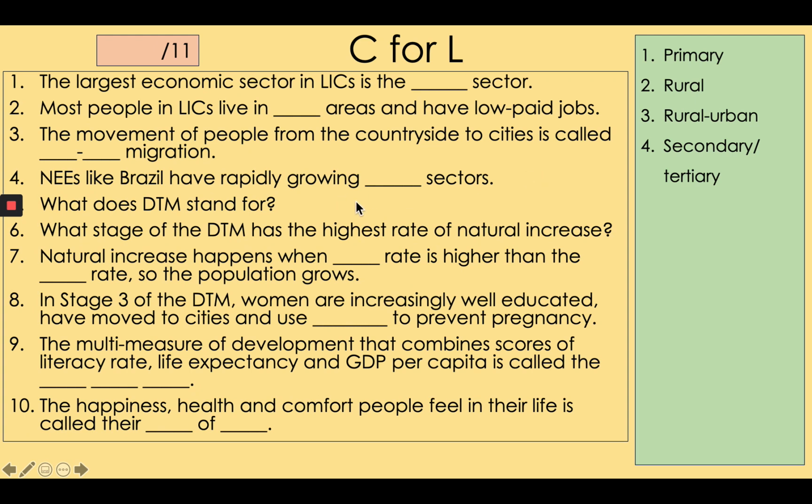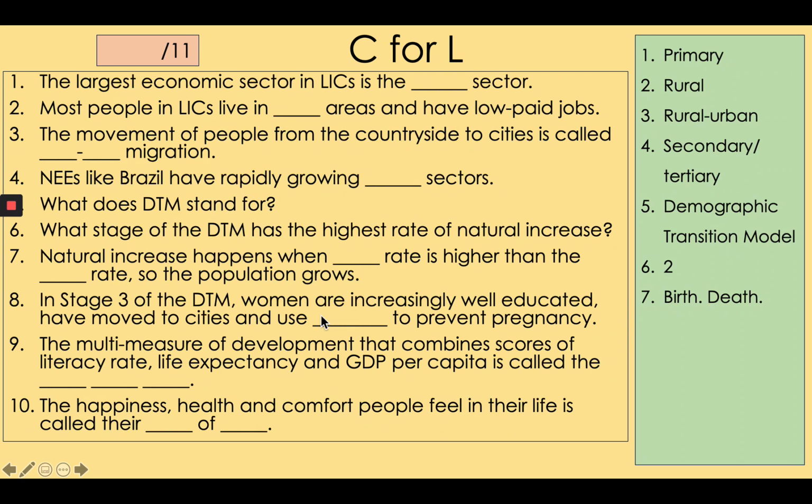5, what does DTM stand for? It's the demographic transition model. 6, what stage of the DTM has the highest rate of natural increase? Stage 2. 7, natural increase happens when the birth rate is higher than the death rate, and so the population grows.